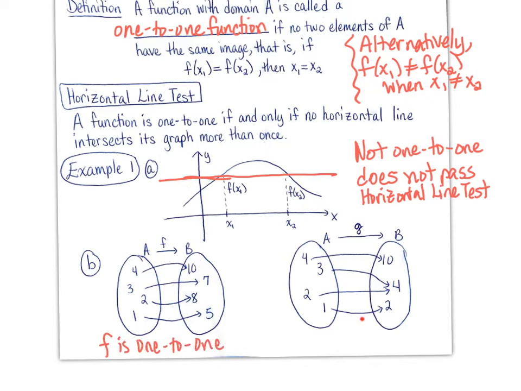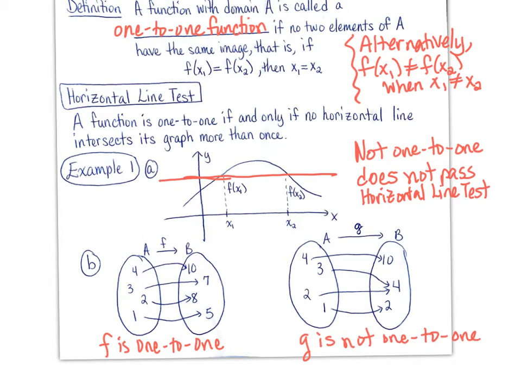What about this one? Is G one-to-one? No, very good. Why not? Because on the A side, 3 and 2 both go to 4. So they have the same image, which means that G is not one-to-one.